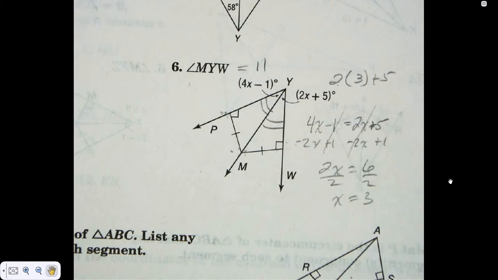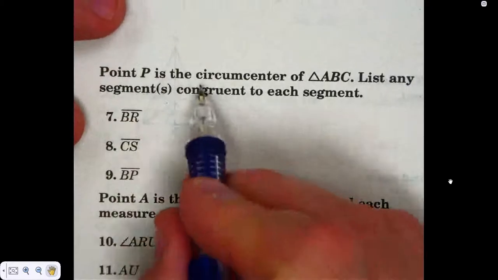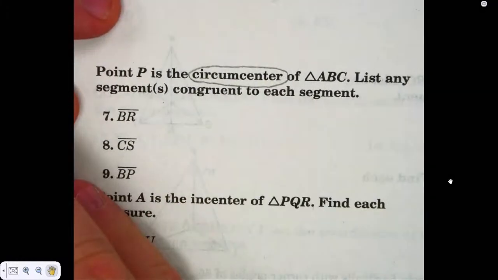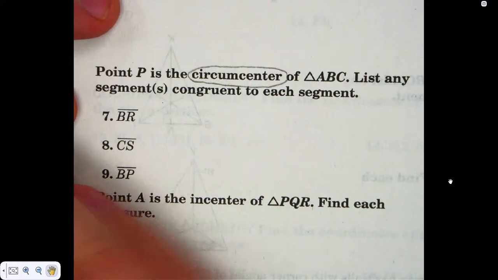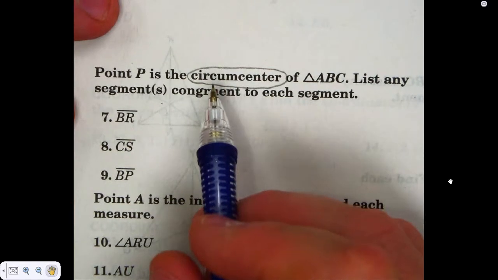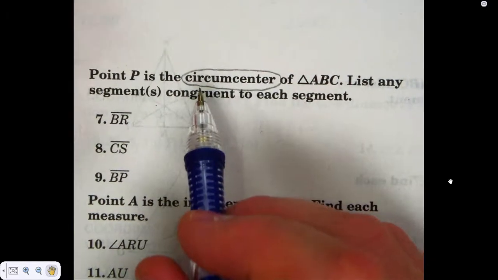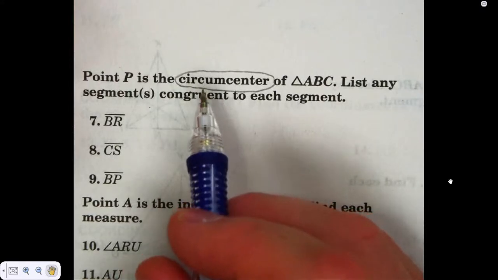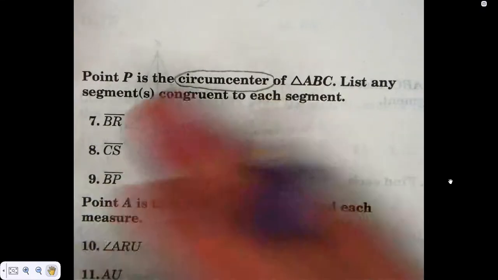Now, if you look at number 7, 8, and 9, they tell us that P is the circumcenter. Now, I've been teaching this for about 15 years now. I've been teaching math for almost 20. I know what circumcenter is. When I read this, is this just going to pop into your head probably? First couple times you might have to look back in the book and remember which one is the circumcenter. That's part of doing this homework and helping prepare you for the test.